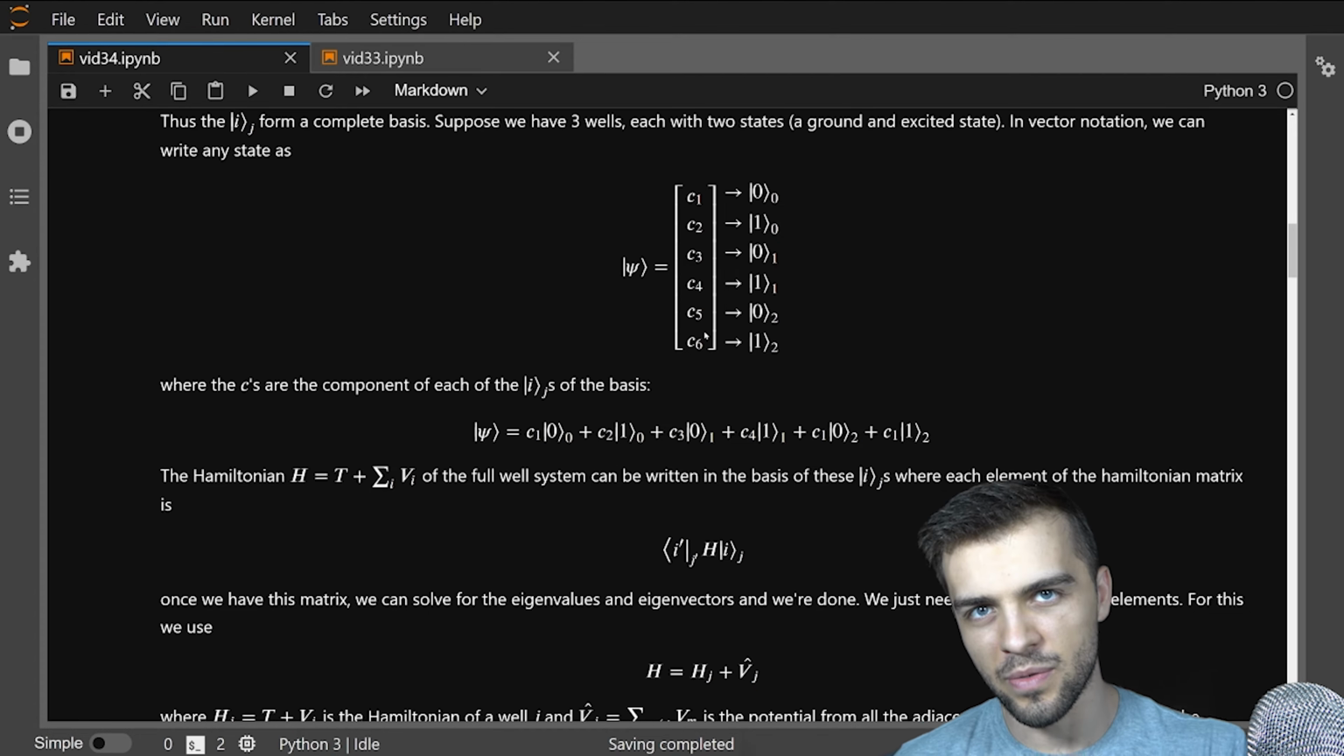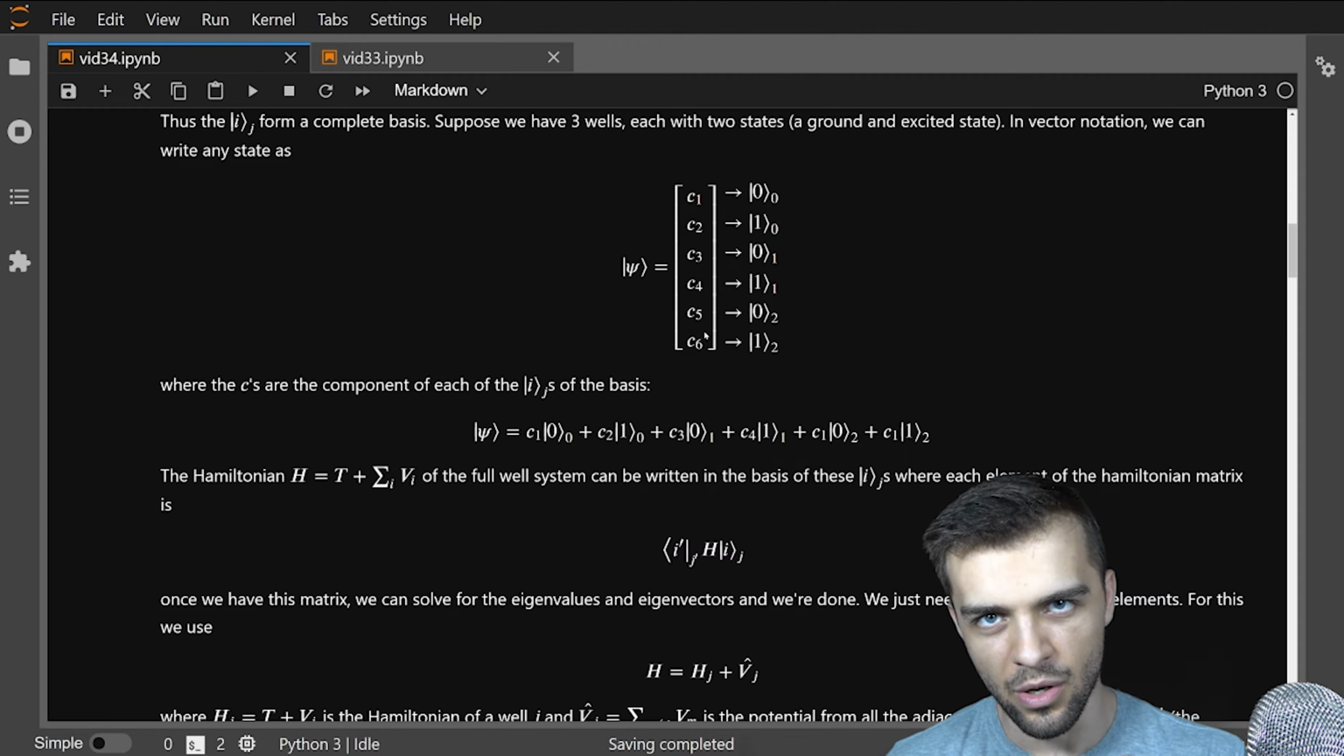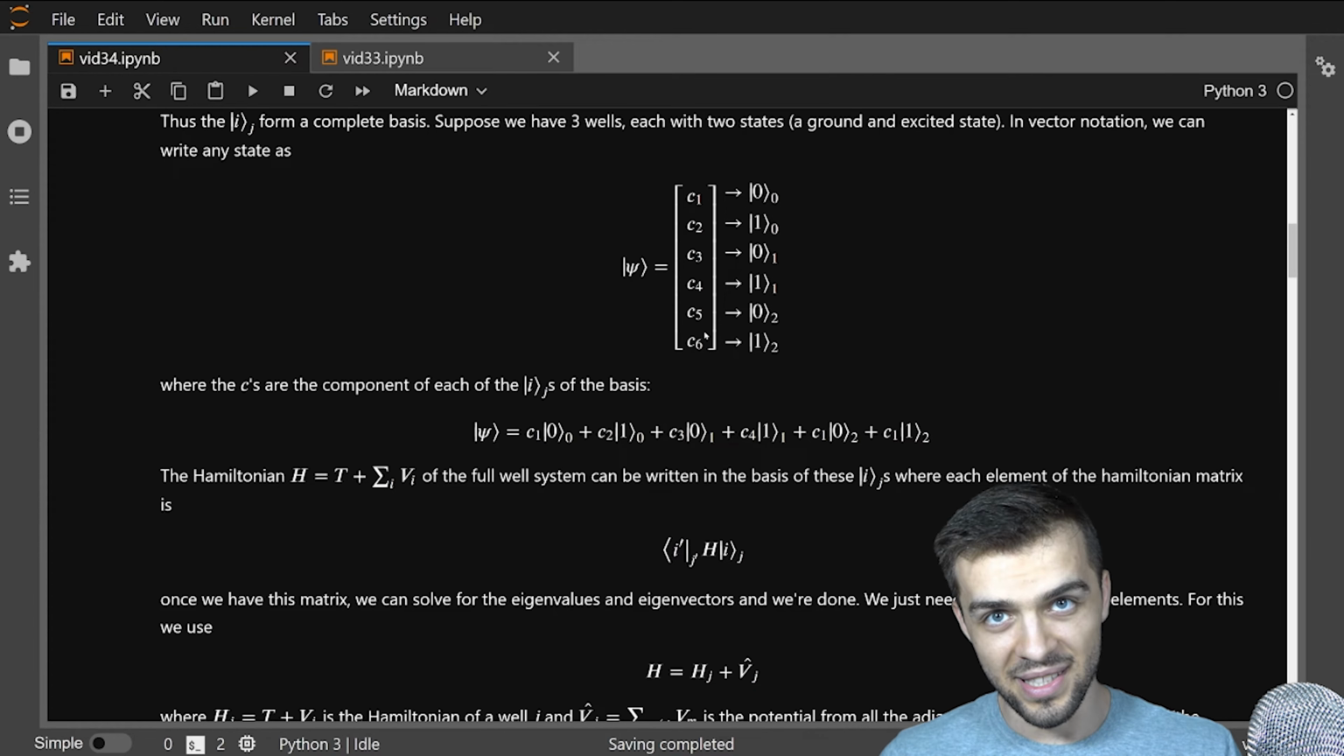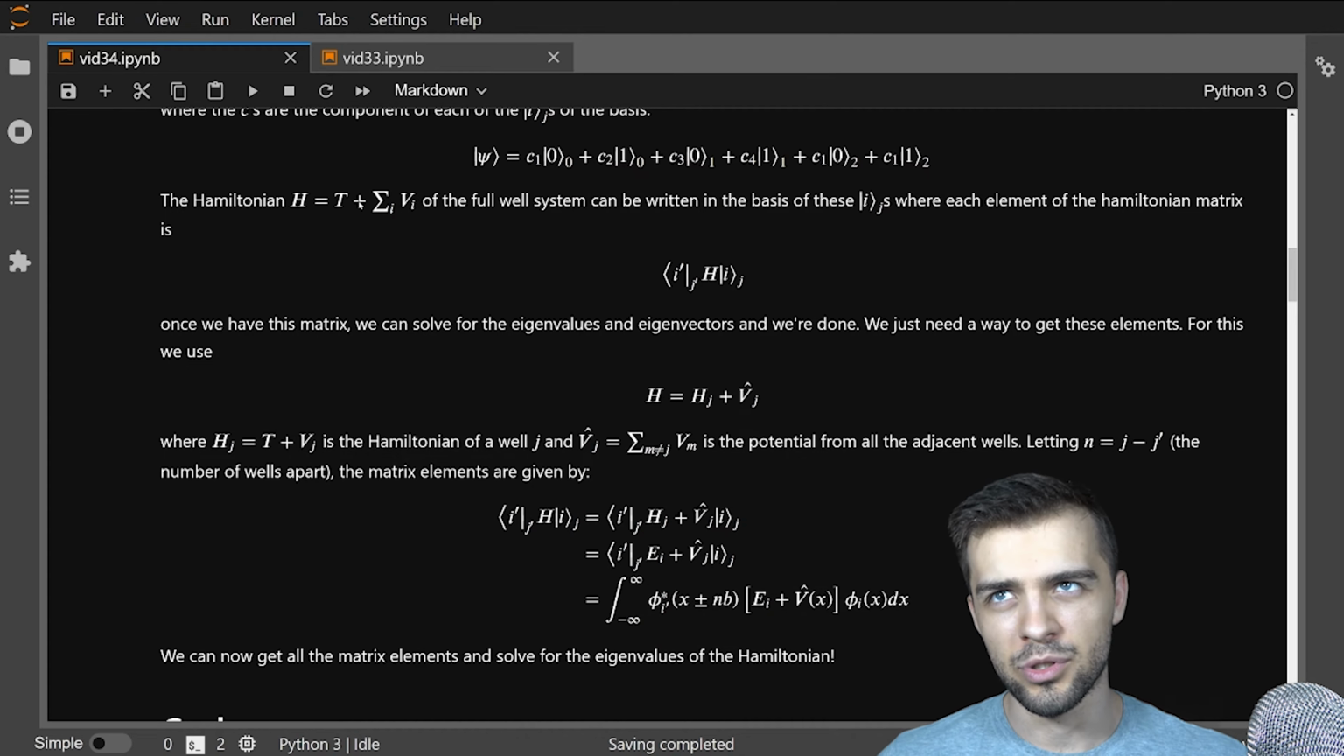Once we have that matrix, we find the eigenvalues and eigenvectors, and we know everything about our system. We know all the bound energies that our system can take in this particular well system. So the question is, how do we actually get the Hamiltonian?